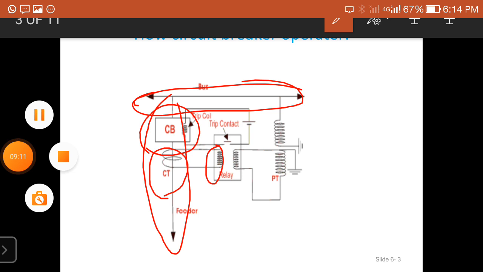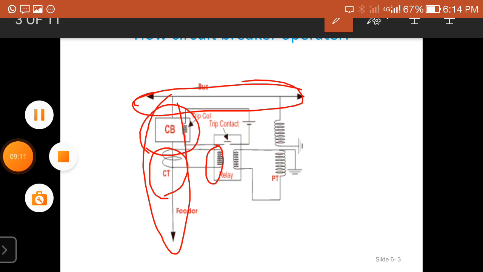If a fault is obtained, automatically the faulted current will flow through the tripping coil. Then the MMF will increase. The MMF is directly proportional to N into I, where N is the number of turns and I is the current. If the current increases, automatically the MMF of the relay coil is increased. If the relay coil MMF increases, automatically the tripping coil closes. Then the tripping coil circuit is closed, the tripping coil is energized, and the circuit breaker will be operated.